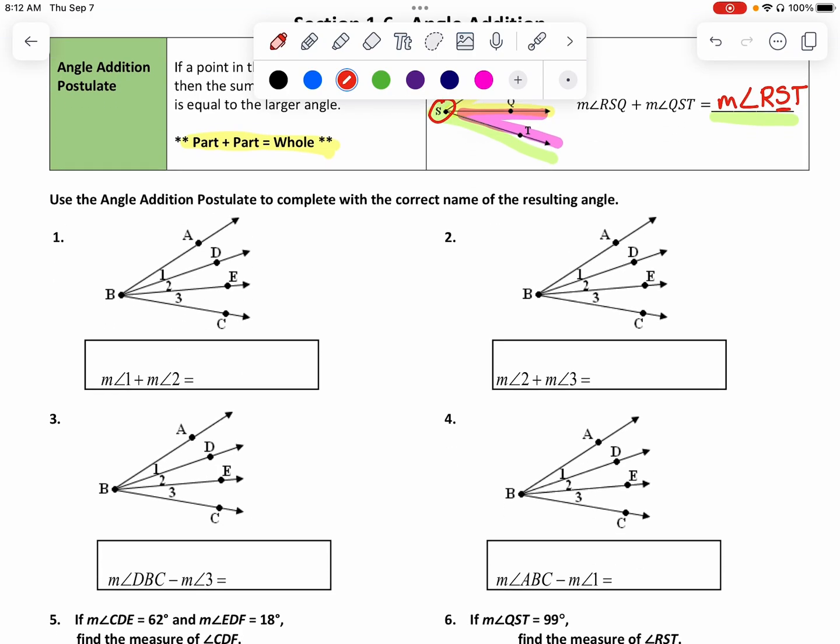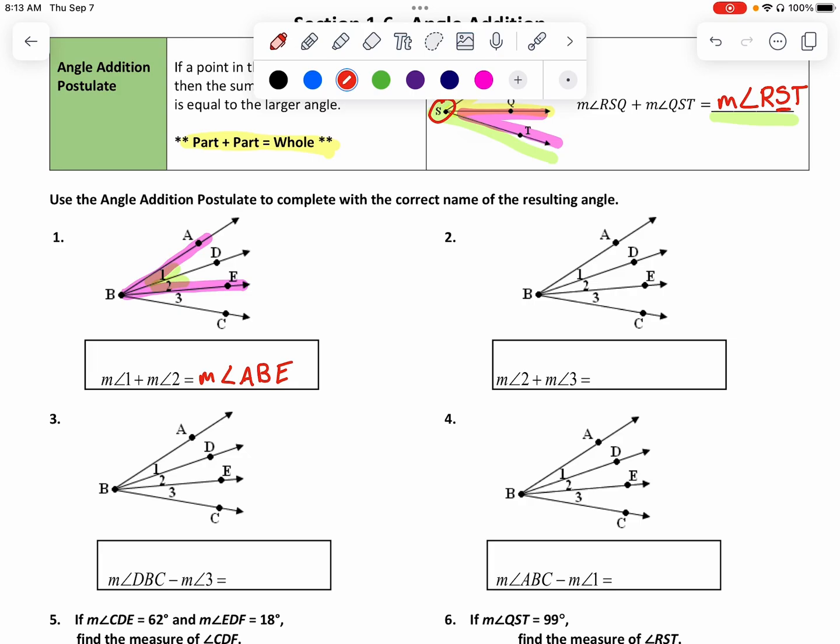So this one says use the angle addition postulate to complete the correct name for the resulting angle. So measure of angle 1 plus measure of angle 2 equals, so if we add together measure of angle 1 plus measure of angle 2, that's given us this whole angle. So we now have the measure of angle. There's not really a number for that, so we're going to name it with the letters. So we've got A, B, E. So B again is the vertex, so it went in the middle.